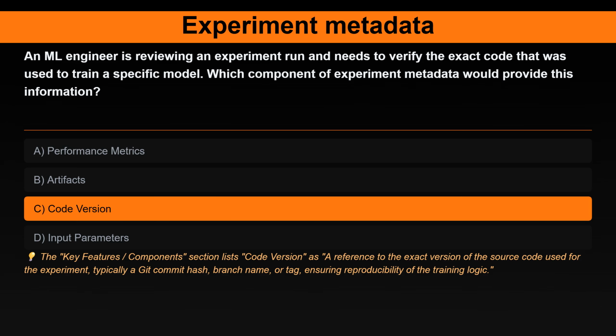The correct answer is code version. Here's the explanation. The key features/component section lists code version as a reference to the exact version of the source code used for the experiment, typically a git commit hash, branch name, or tag, ensuring reproducibility of the training logic.